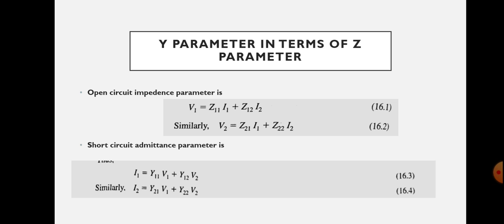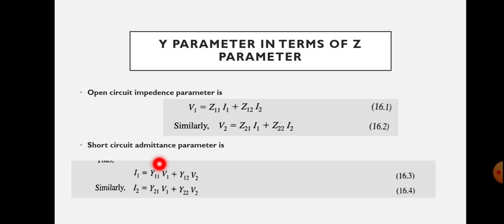Bear in mind that you should have an idea about the z parameter network and the y parameter network. Also, you should have the knowledge of writing the equations of the z parameter and the y parameter. First of all, in the case of a two-port network, when we are discussing the z parameter, the open circuit impedance parameter is obtained from the equations V1 equal to Z11 I1 plus Z12 I2, V2 equal to Z21 I1 plus Z22 I2. So this is the equation that we need.